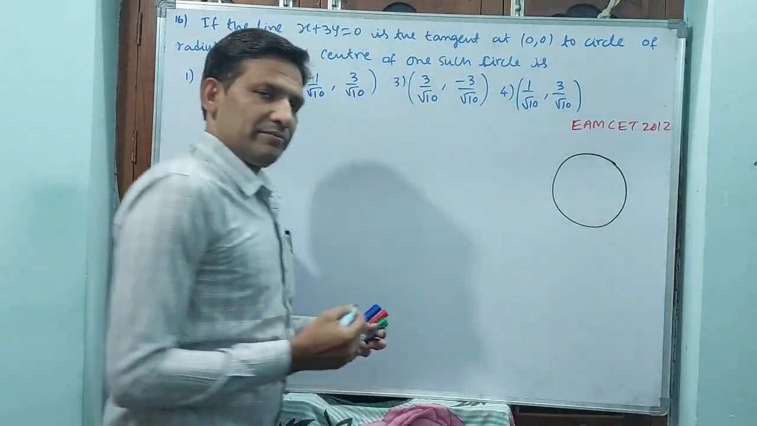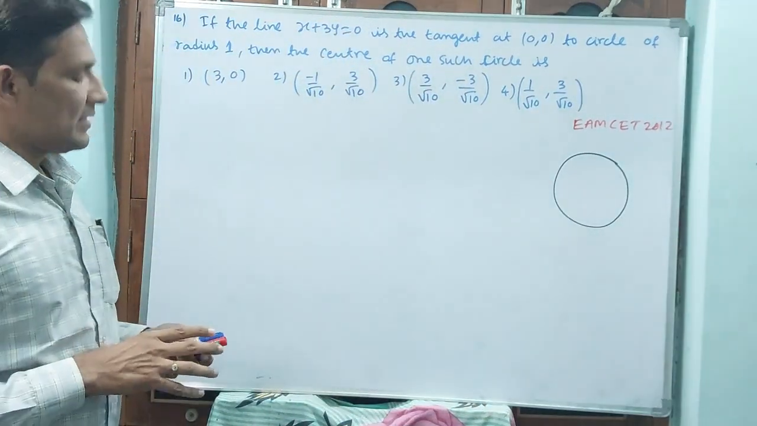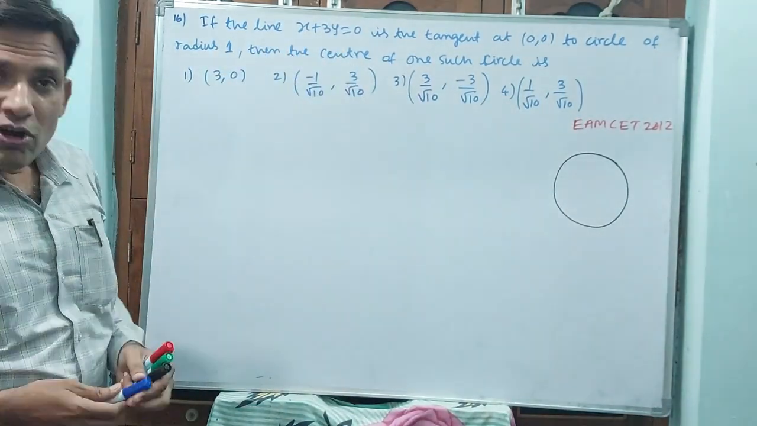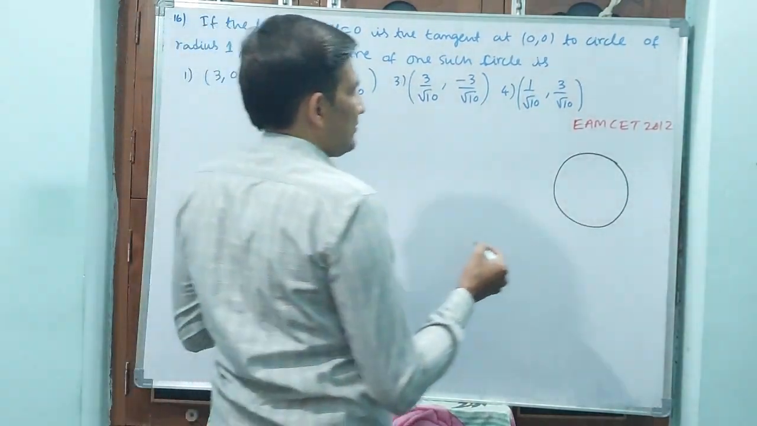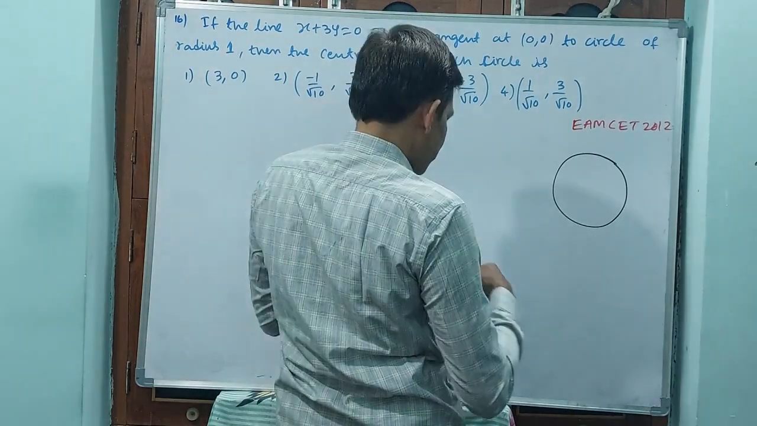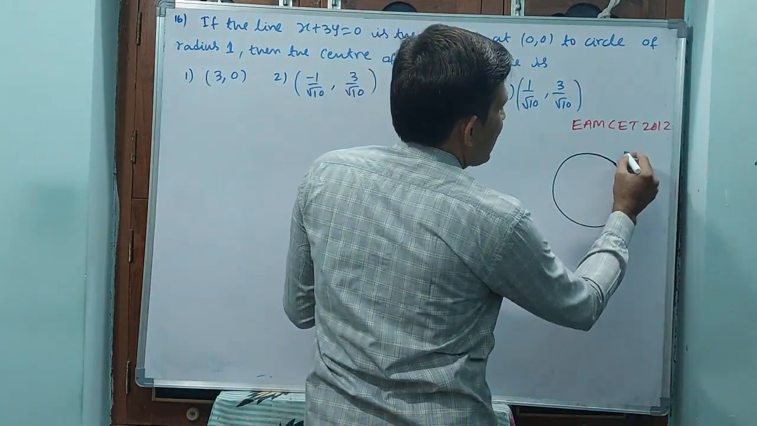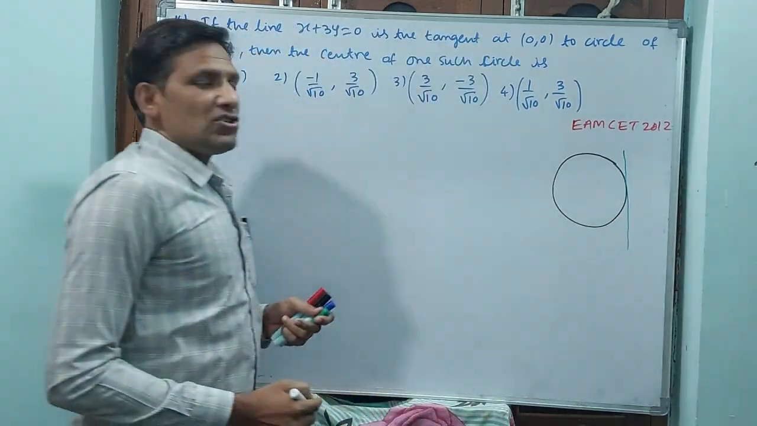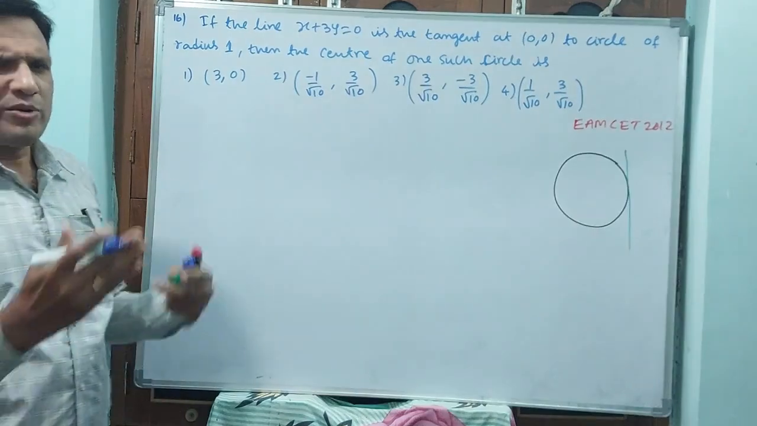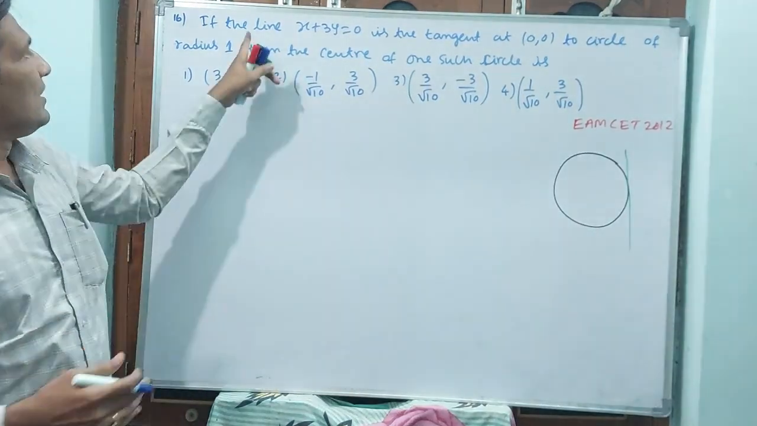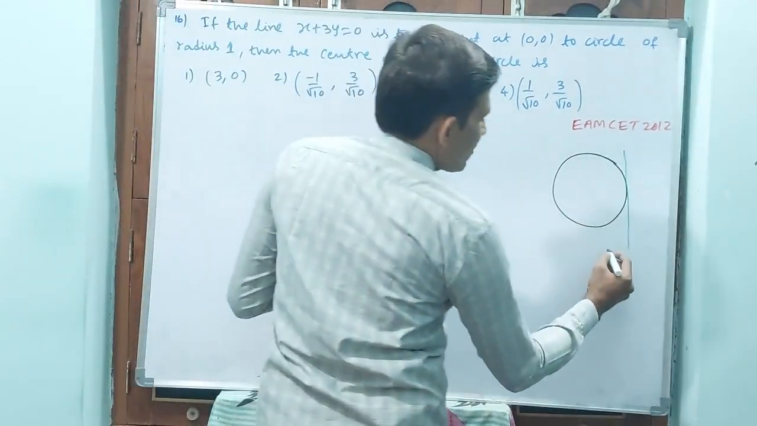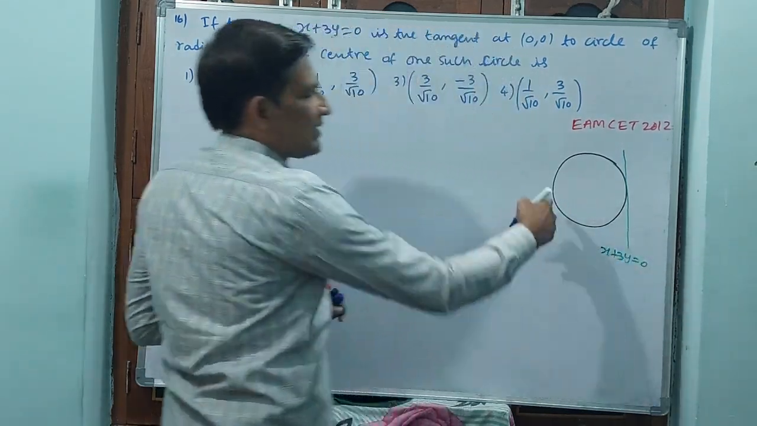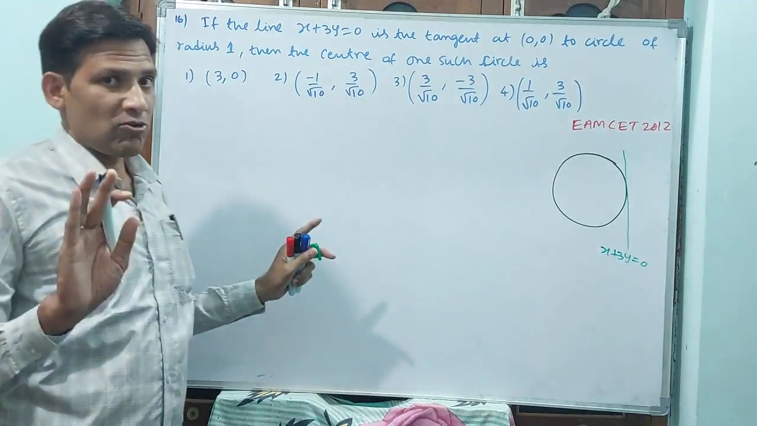See, one circle is there. First point, one circle is there. The line is a tangent to the circle. See, I am drawing one line. This line is tangent to the circle. Tangent means just touching at one point. That's all. What is that line? x plus 3y equal to 0. Write down: x plus 3y equal to 0. This is the line touching this circle, but the circle equation they have not given.